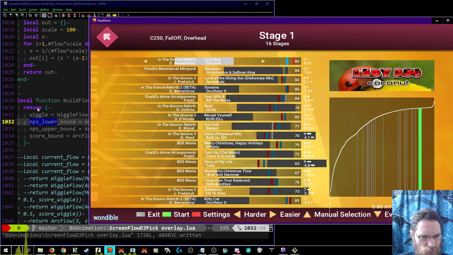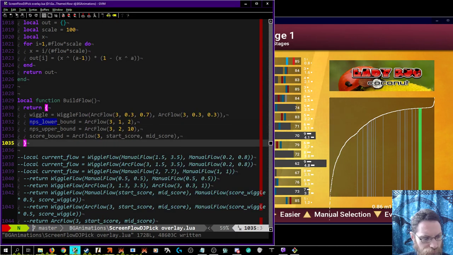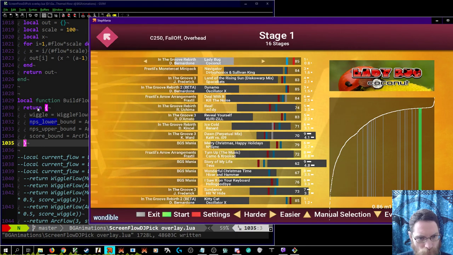Maybe the selection range should be a curve. But there's still kind of hard upper and lower bounds. Range is relative, bounds are absolute. But in theory, we have to be drawing all of this stuff.